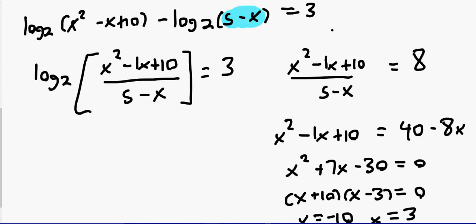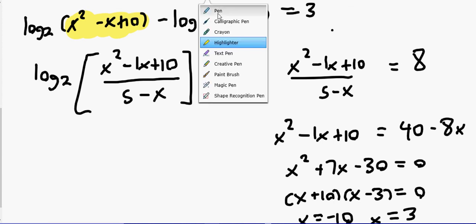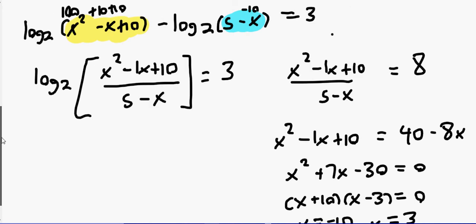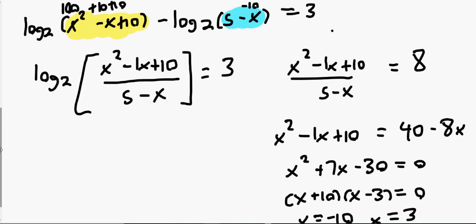So let's check the blue and the yellow parts. Let's check the answers to see if there's any reason why they should be disqualified. What's minus 10 squared? 100. What's minus minus 10? That's grand for the first part. And what's 5 minus minus 10? It's allowed. What about the other one? The 3. 3 also works, doesn't it? So both answers are allowed.